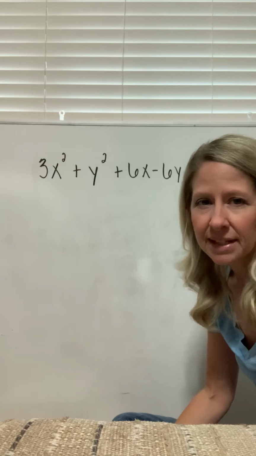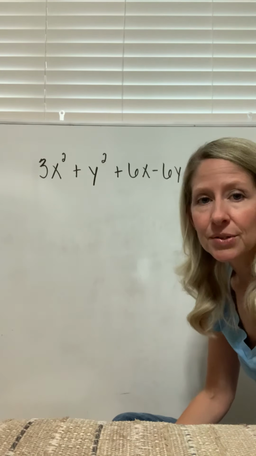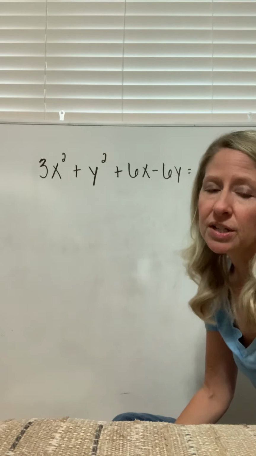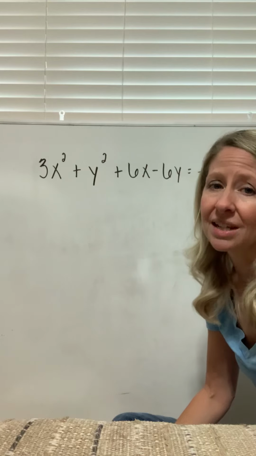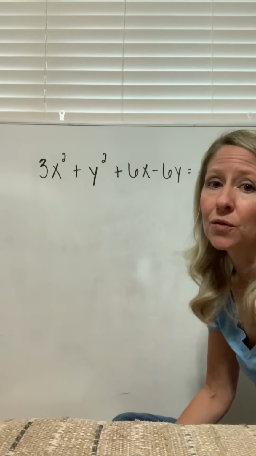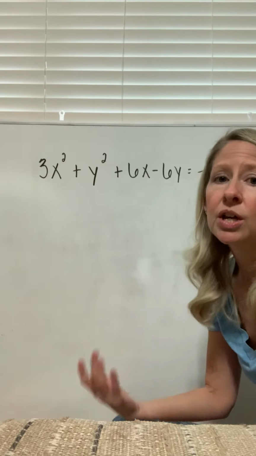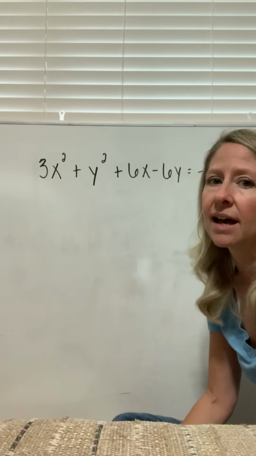You say, what does completing the square mean? Well, it means what we're going to do is we're going to create perfect square trinomials. Perfect square trinomials are trinomials that can be factored into two equal factors. So like if you had x plus 2, x plus 2, we want to get something that factors like that.